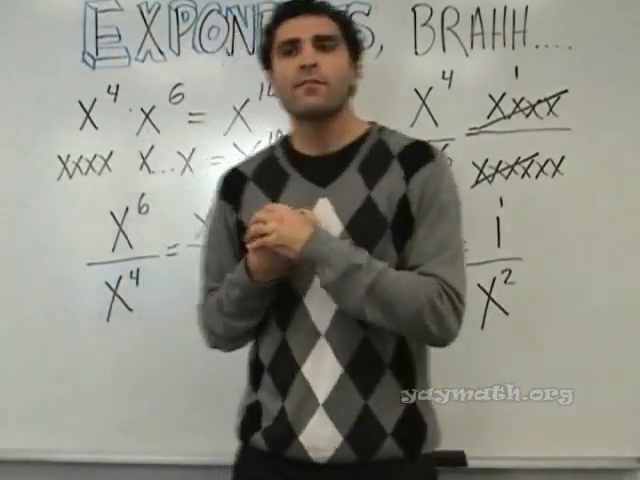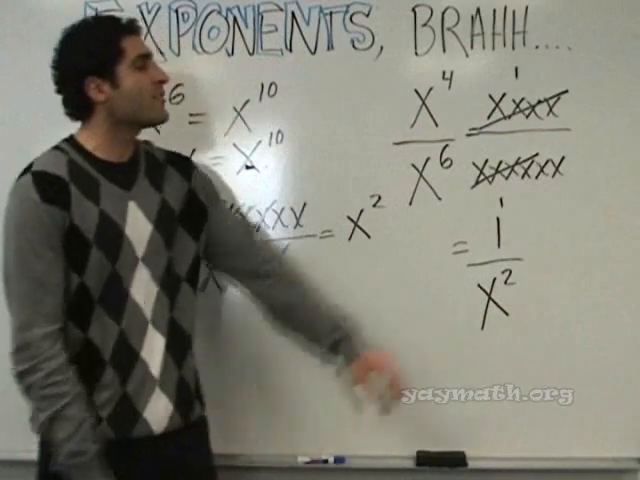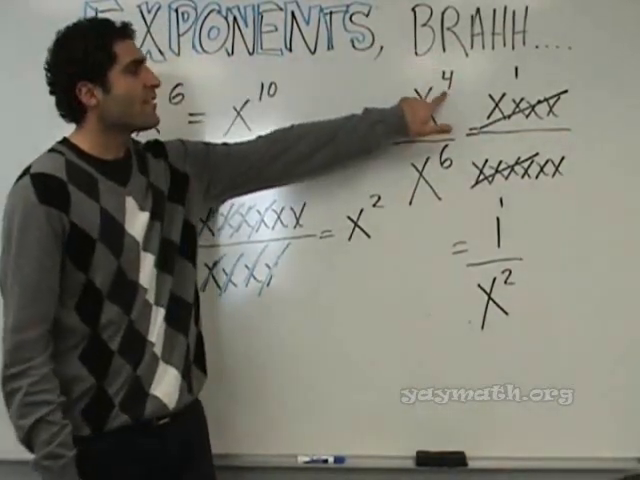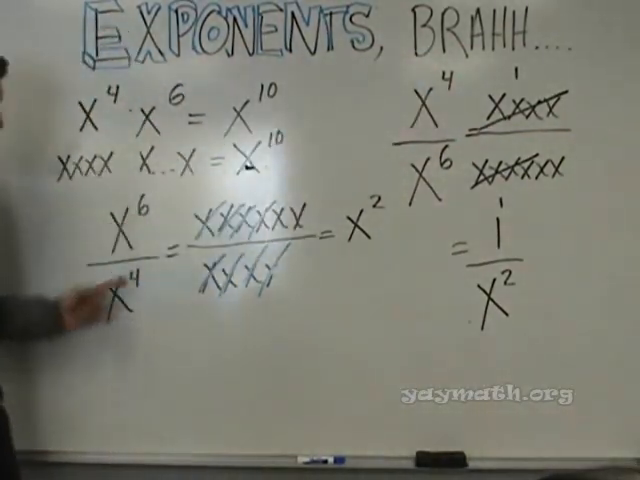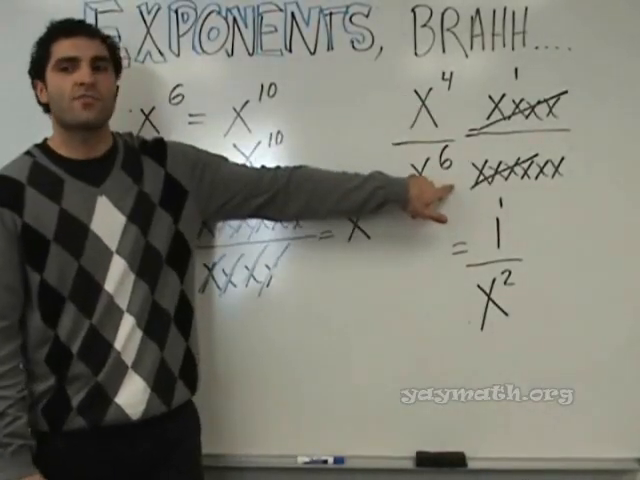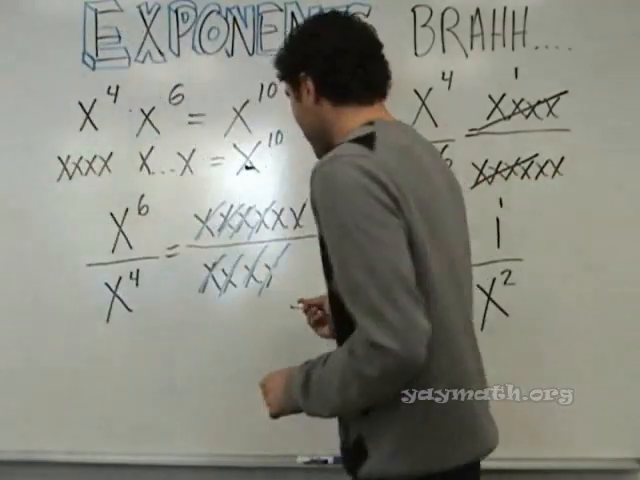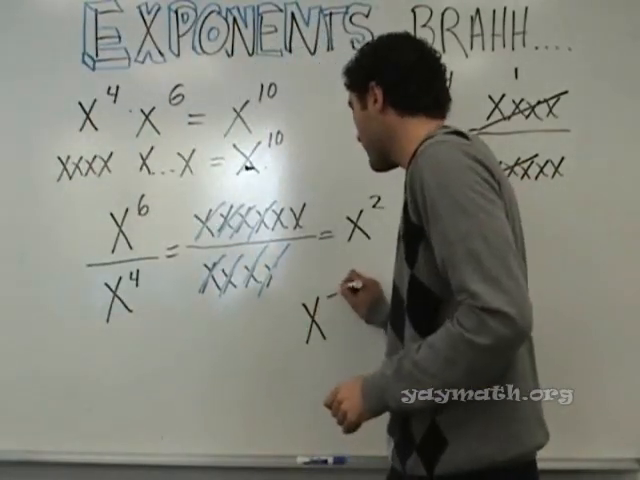Now, if we were going to do subtraction, like we did over here, 6 minus 4 is 2. If we were to do that, we would get 4 minus 6, which is what? Negative 2. Right. So x to the negative 2.